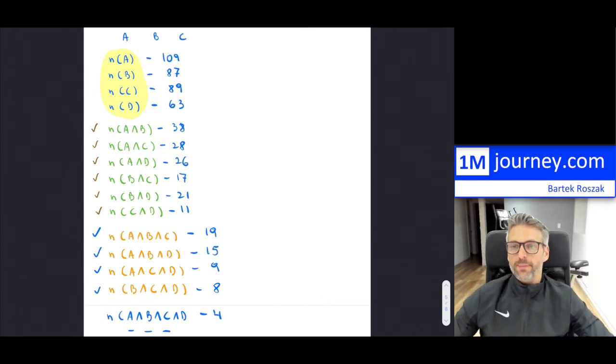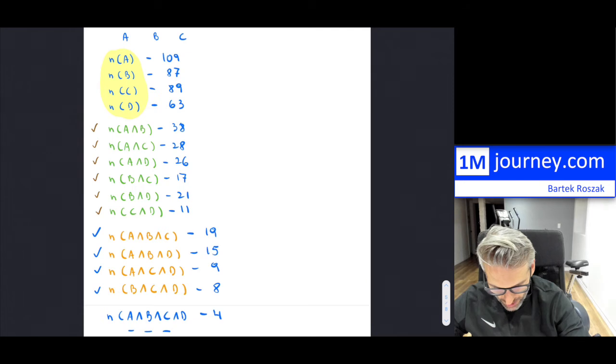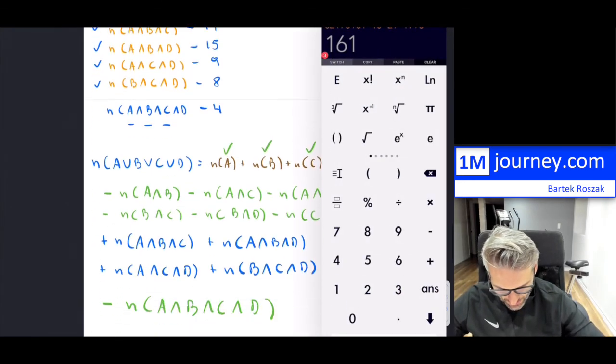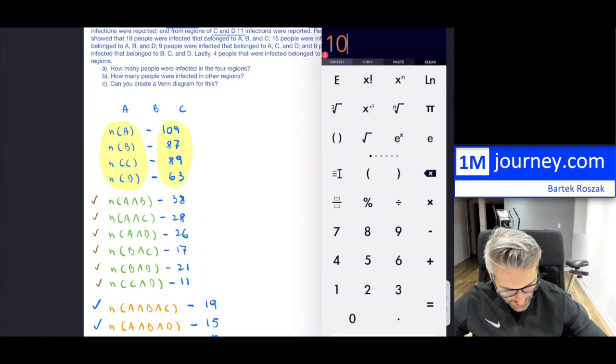All right, welcome back. I put all the numbers in. What we're going to do now is add all of these. That comes from this formula, so you first add all of them: 109 plus 87 plus 89 plus 63.